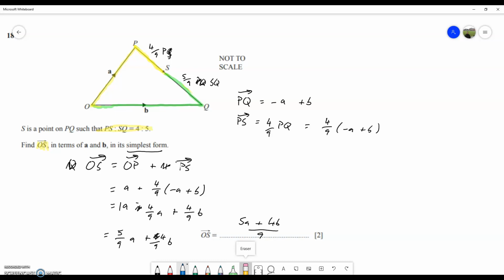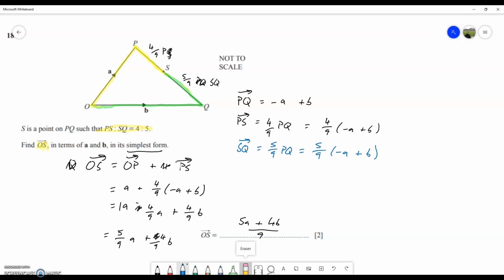So first of all, we need to work out S to Q. It's more complicated because you do need to play around with looking at the negatives and things like that. So S to Q would be 5/9 of P to Q, which is equal to 5 over 9 minus A plus B.